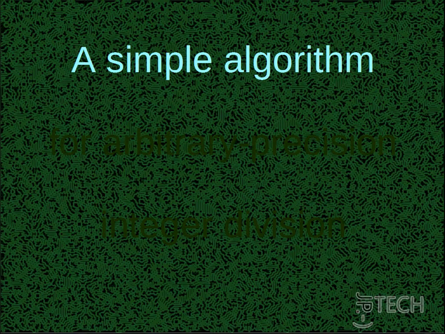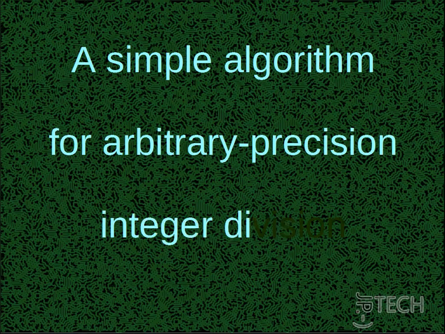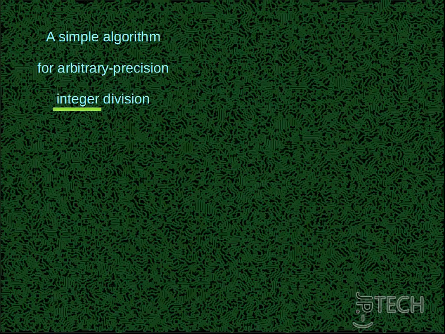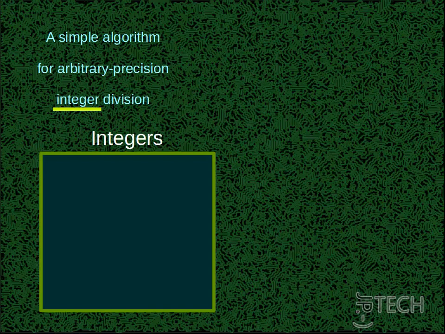A simple algorithm for arbitrary precision integer division. What is an integer? An integer is a number without a decimal component. That means it doesn't have any digits after the decimal place. Here are some examples of integers.